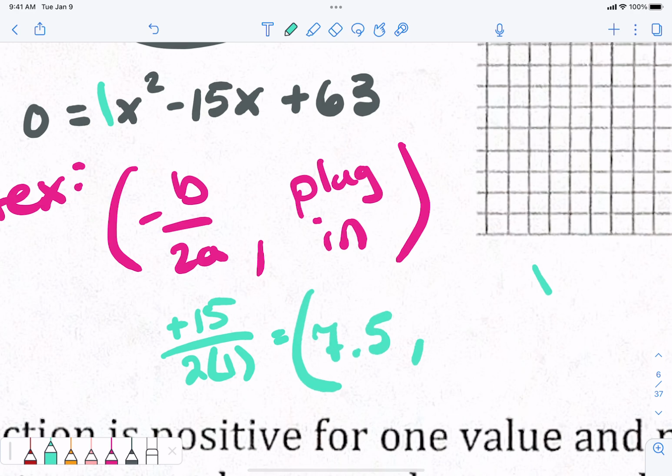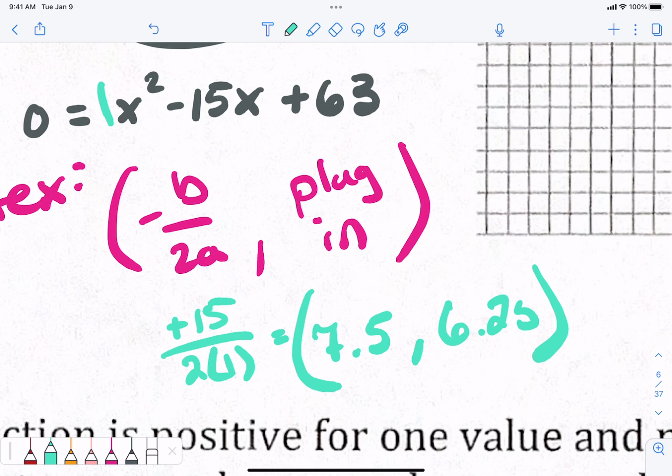Ooh. If you plug 7.5 in, does anybody have it? I think it's like 6.75 or something. I can't remember. Yeah, it's gross. I think it's 6.25. I think. There ain't no way.